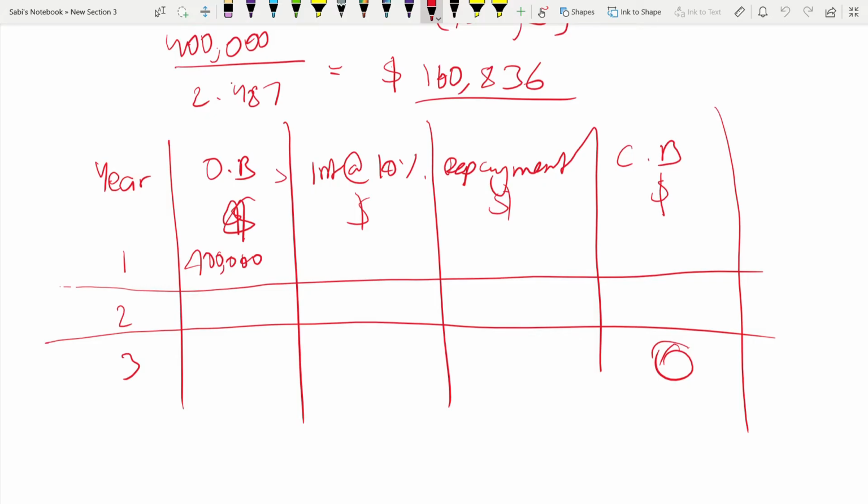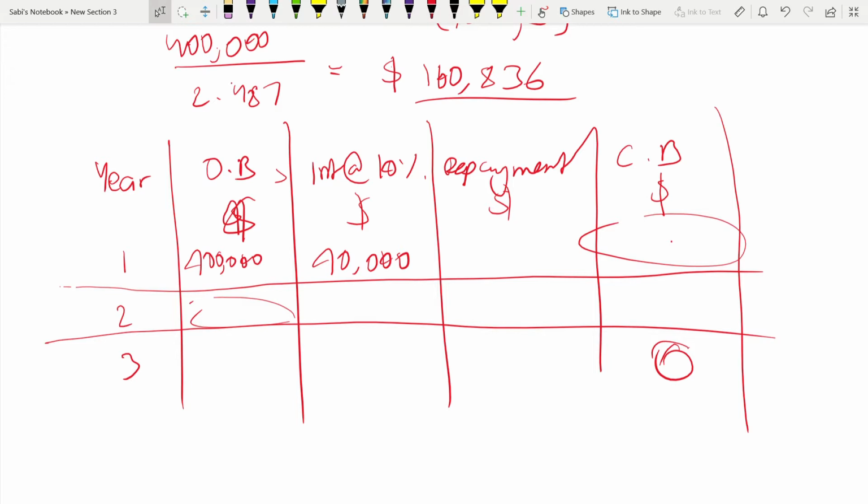Because this closing balance that you are going to put here becomes the opening balance in year 2. You understand? You need the closing balance of year 1 for the opening balance of year 2. So you cannot write an opening balance for year 2. Okay, so interest on 400,000, that is 10%, that's 40,000.